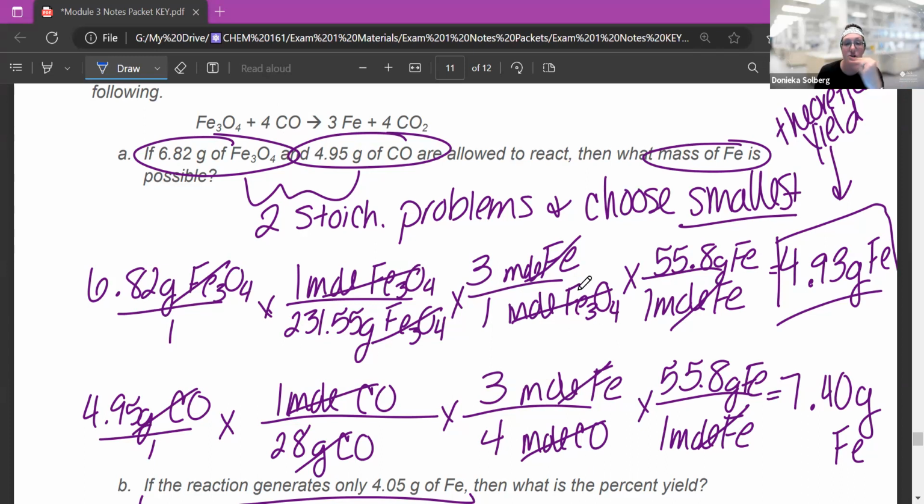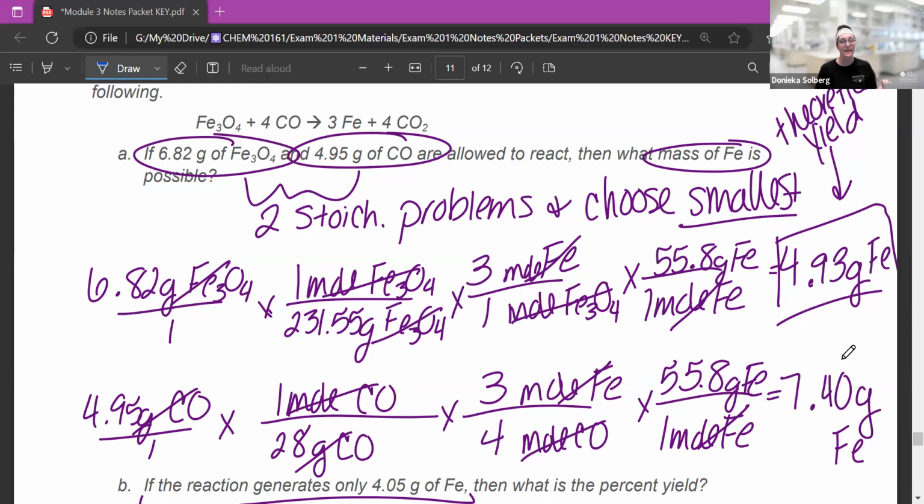Okay, so I got my mole ratios, wanted over given, and then I convert back to grams of whatever it is I'm looking for, which in this case is iron. So the molar mass of iron, and then I can do my math. 6.82 divided by 231.55 times 3 times 55.8 gives me 4.93. And this one gives me 7.40. So you might be like, okay, well then like, what's the answer? I did 2 of these.